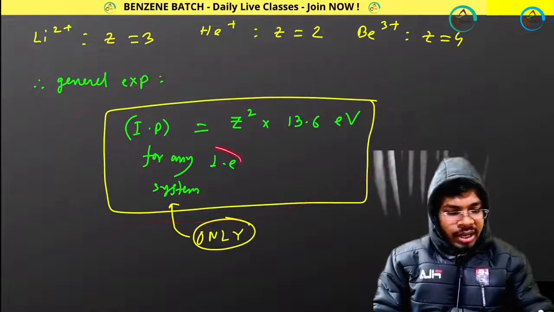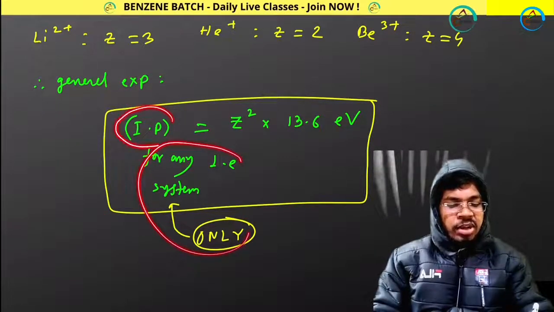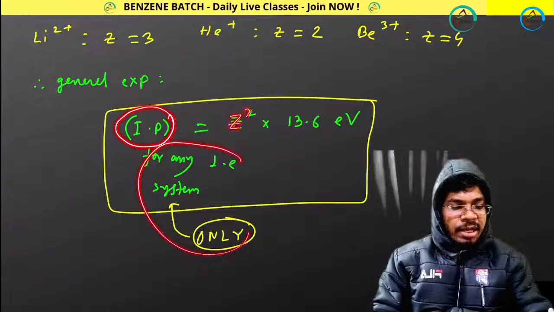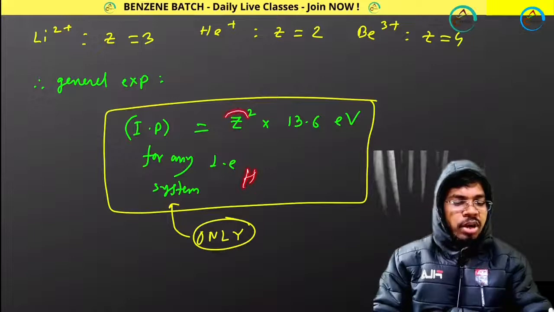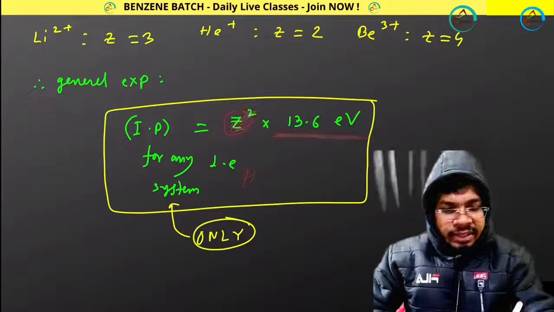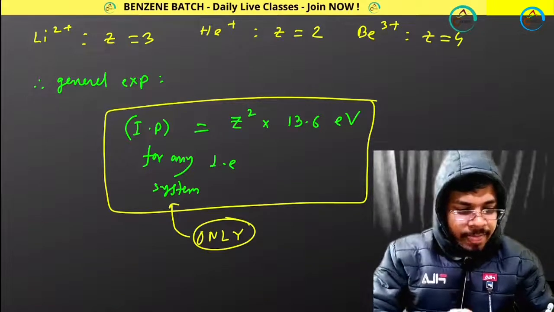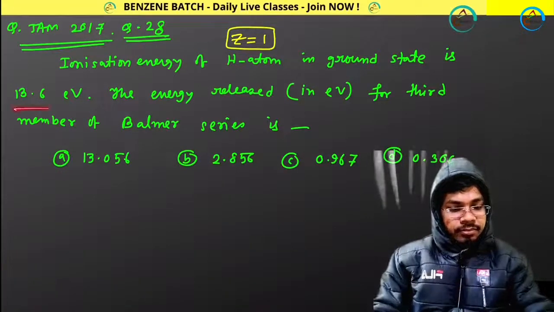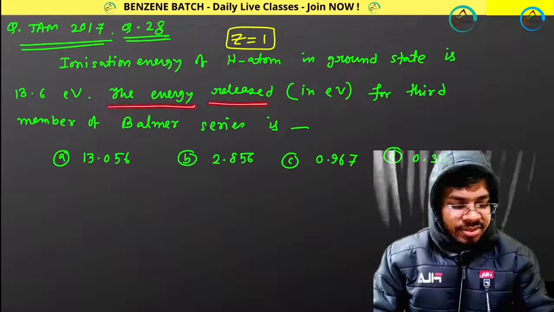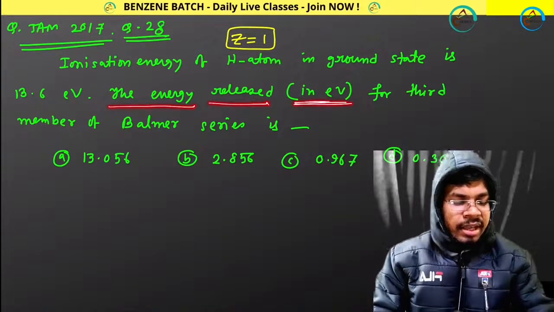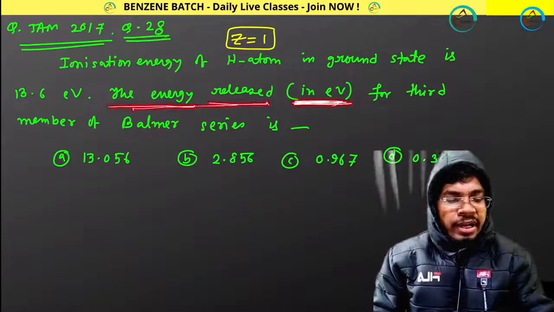For a one electron system, ionization energy or ionization potential is Z square multiplied by 13.6 electron volt. So for hydrogen atom, Z value equals what? 1. So 1 square means 1. So only 13.6 electron volt. Yes, great, perfect. They are asking for the energy released in electron volt. So you have to calculate your energy released in electron volt.